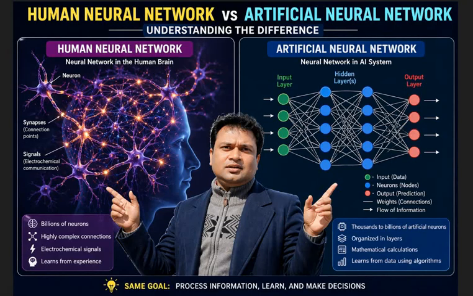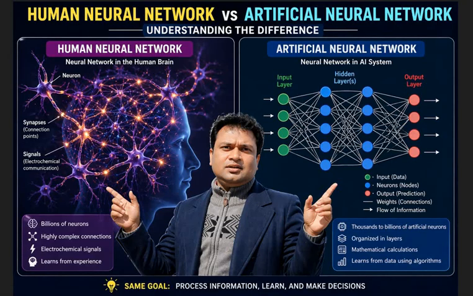Activation function. This is the decision maker of the neuron. Loss function measures how wrong the prediction is. Backpropagation, the learning process used to improve performance. You do not need to memorize everything now. Just understand the idea. Real life examples of neural networks.